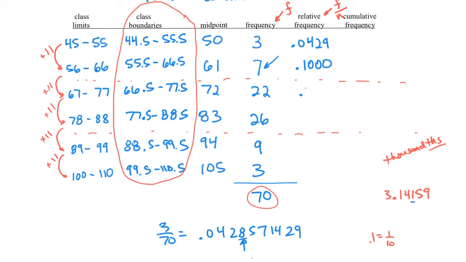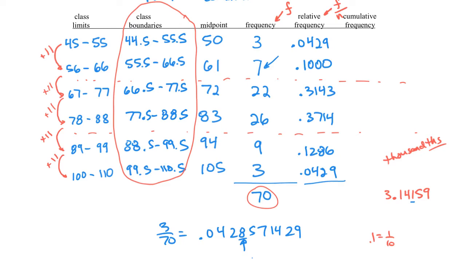So if we keep going, we get 0.3143, 0.3714, 0.1286, and 0.0429. Now, what would happen if I were to add all these together?